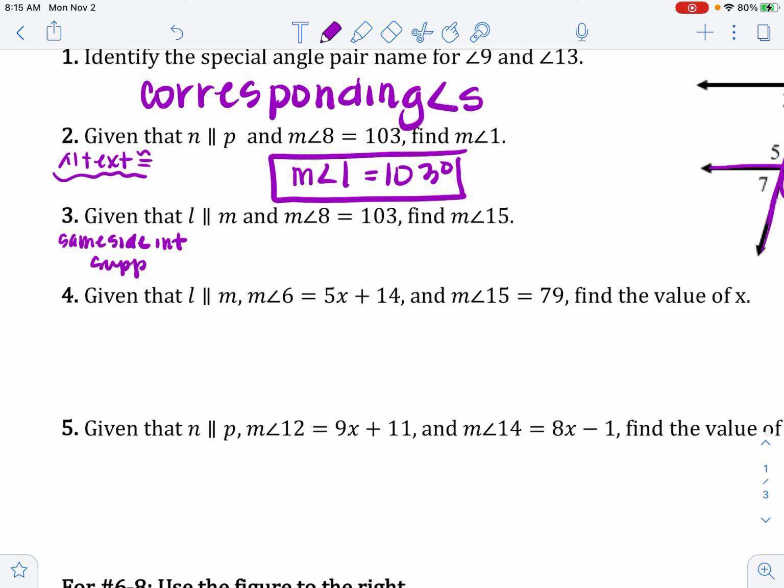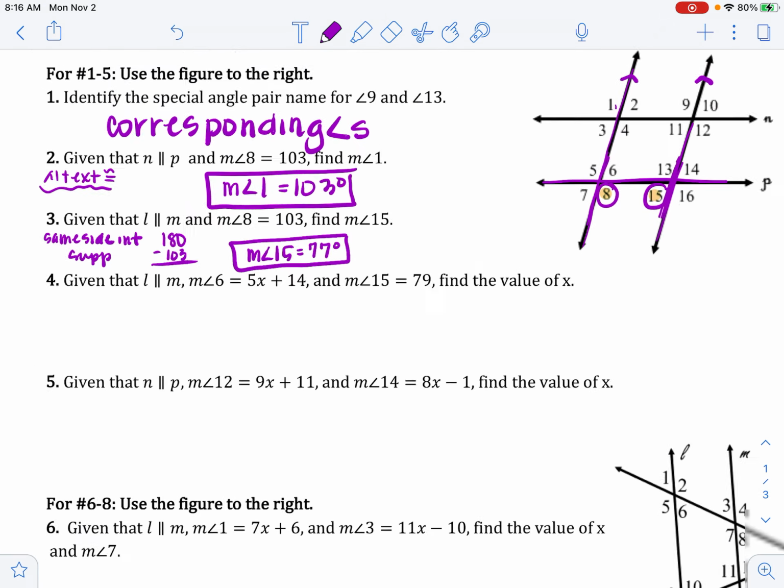What do we know about same side interior angles? They're supplementary. So I know that those two angles add to 180. So I'm going to do 180 minus 103 to see what that would be, and that is 77 degrees. So let me move this over here. Angle 15 is 77 degrees.